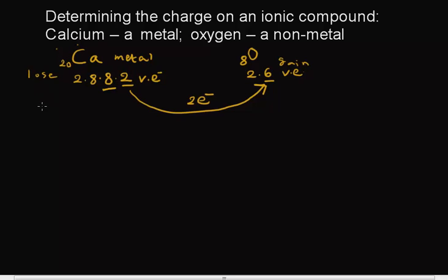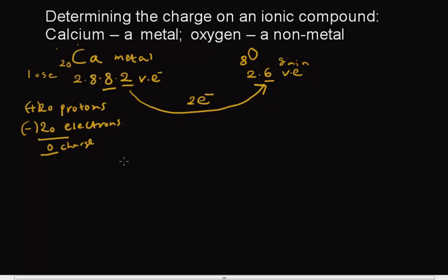Originally, calcium had 20 protons and 20 electrons. Protons are positive, electrons have negative charge, so the total charge would be positive 20 minus 20, that's 0. So before losing electrons, the total charge on a calcium atom was 0.